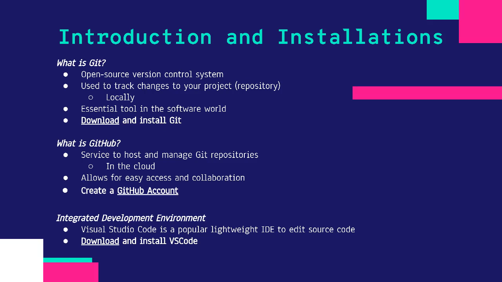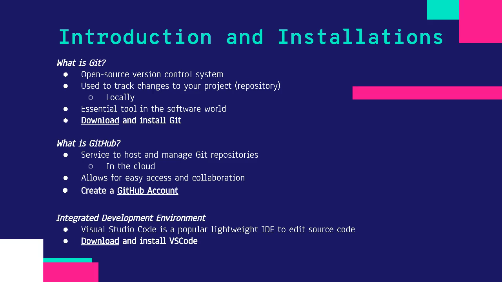A little introduction and installation of dependencies before we get on with the live demonstration. Git is an open source version control system which allows you to track your changes locally to a project, also known as a repository. It's an essential tool in the software world and definitely a skill that you could end up putting on a resume.